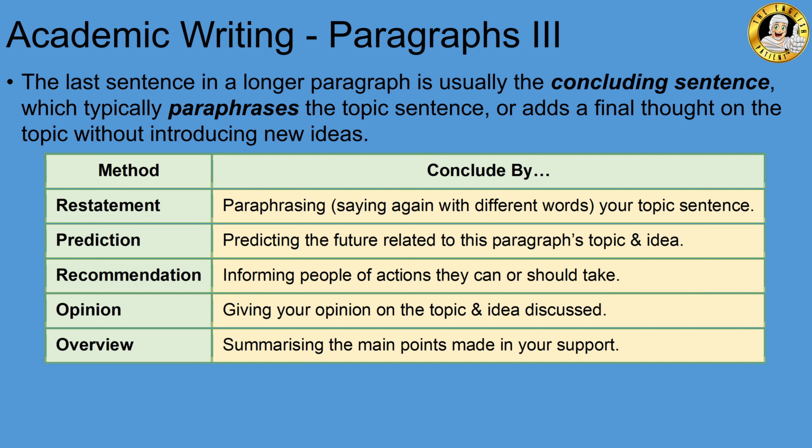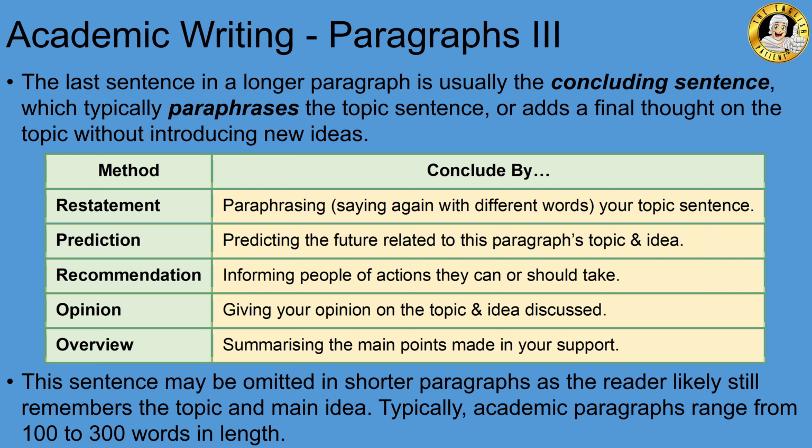Now note that if you have a shorter paragraph, then you might actually omit this final concluding sentence. This would be because in those cases, the topic and the main idea has only been introduced a couple of sentences before, so the reader likely remembers what your topic and main idea are, which were contained in your topic sentence. Now, for these longer paragraphs, these academic paragraphs which we're talking about here, these will typically range from between 100 to 300 or so words in length.